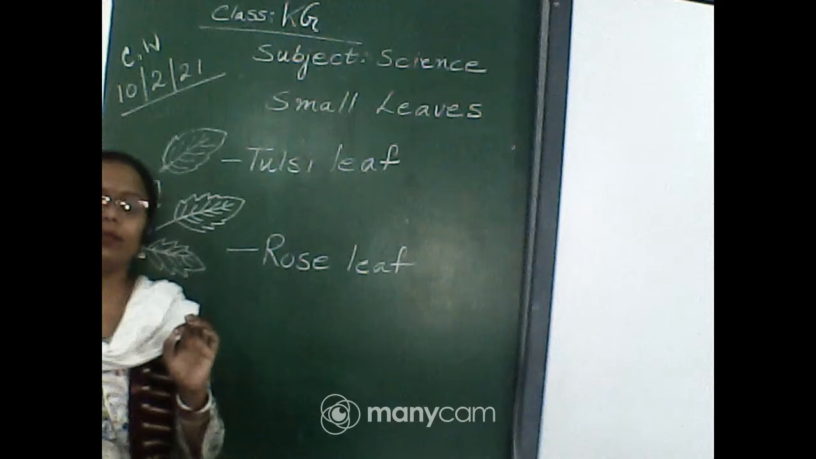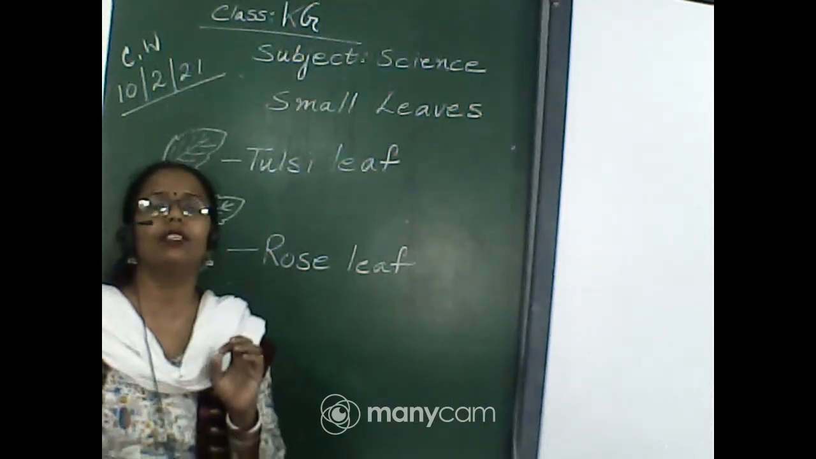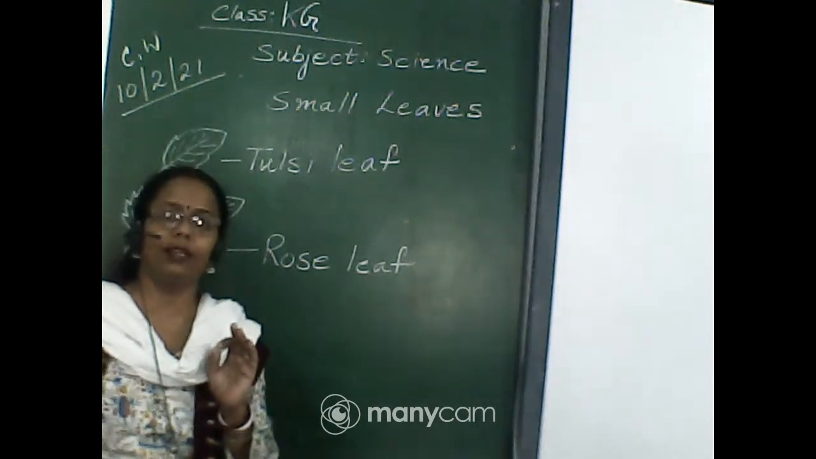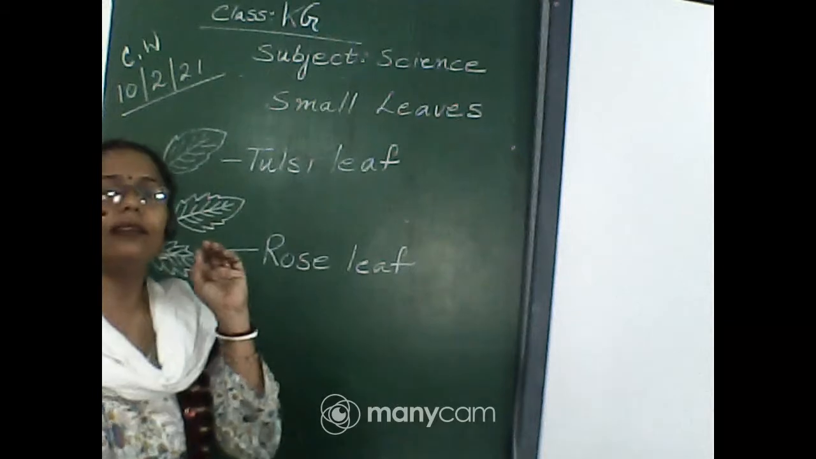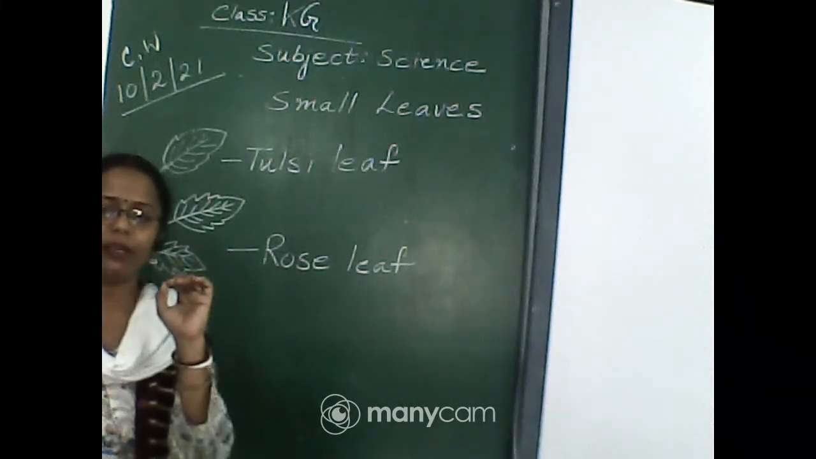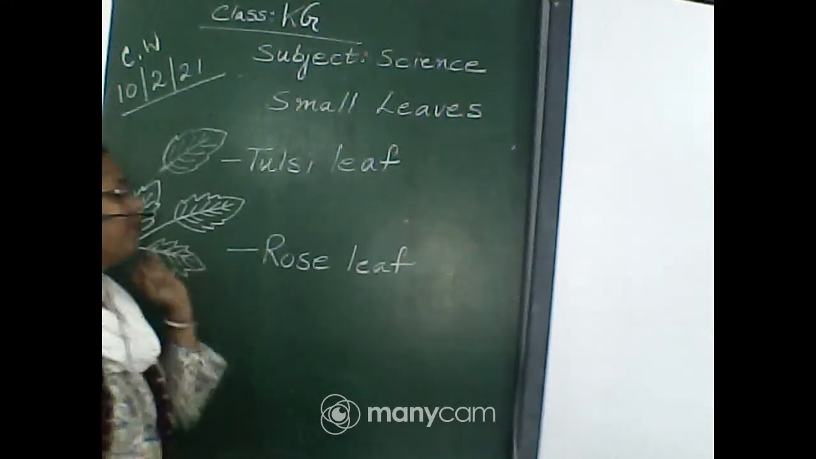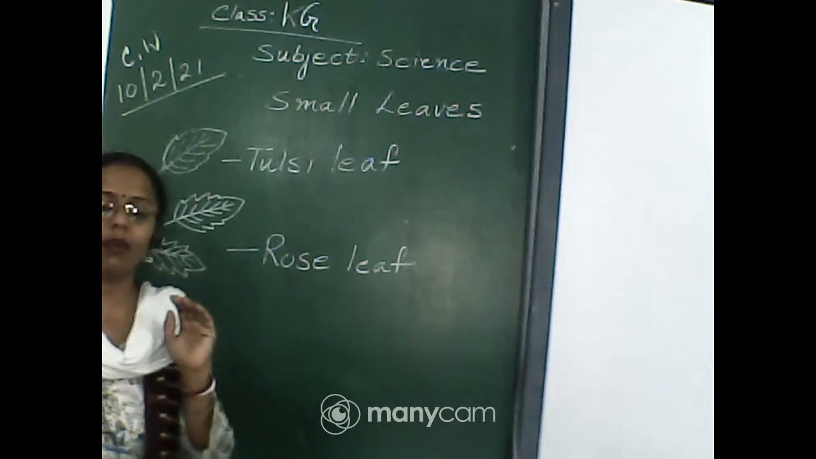Rose leaves are not usually light green in color, they are a little bit deep green. It is known as bottle green, the shade of a little bit dark green. Tulsi is the parrot green shade usually, but the rose leaf has a little bit dark shade of green, that is bottle green or deep green.